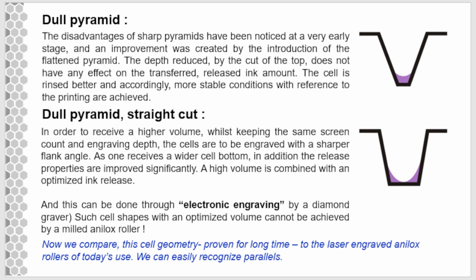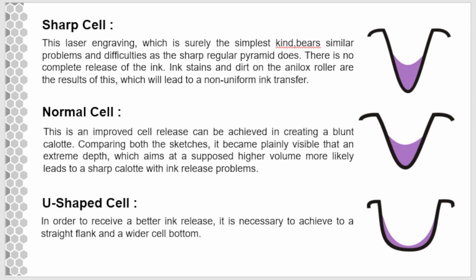Now we compare this cell geometry, proven for a long time, to the laser engraved Anilox rollers in use today. We can easily recognize parallels. Now to the sharp cell. This laser engraving, which is surely the simplest kind, bears similar problems and difficulties as the sharp regular pyramid does. There is no complete release of the ink. Ink stains and dirt on the Anilox are the result of this, which will lead to non-uniform ink transfer.